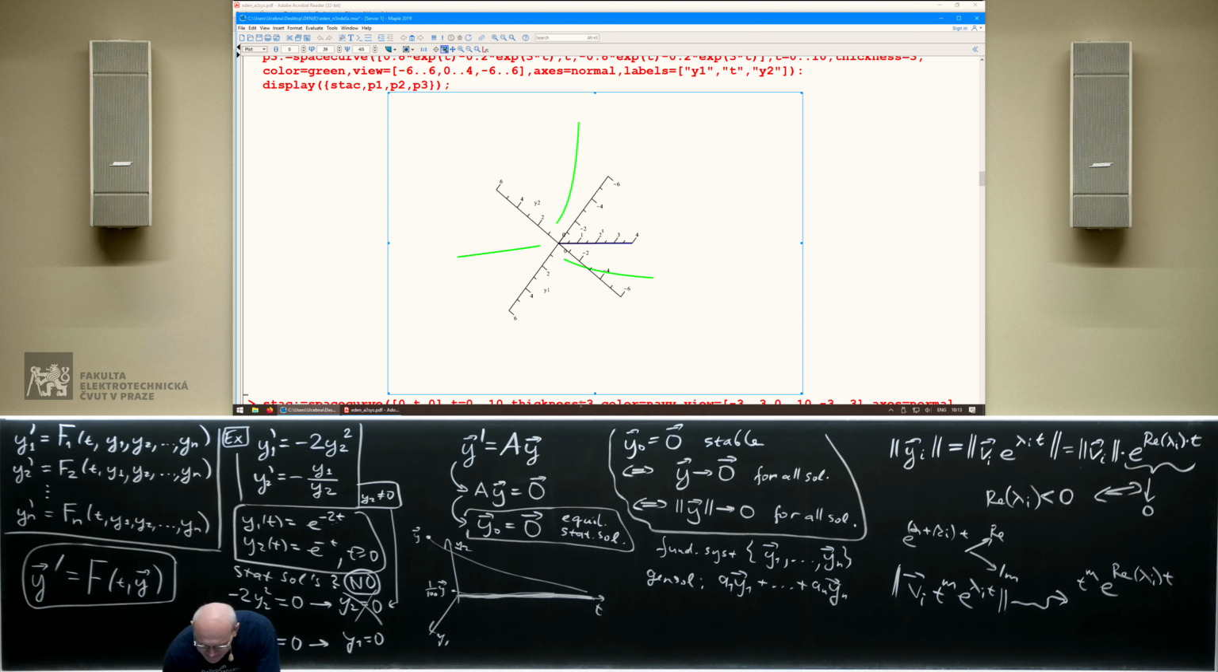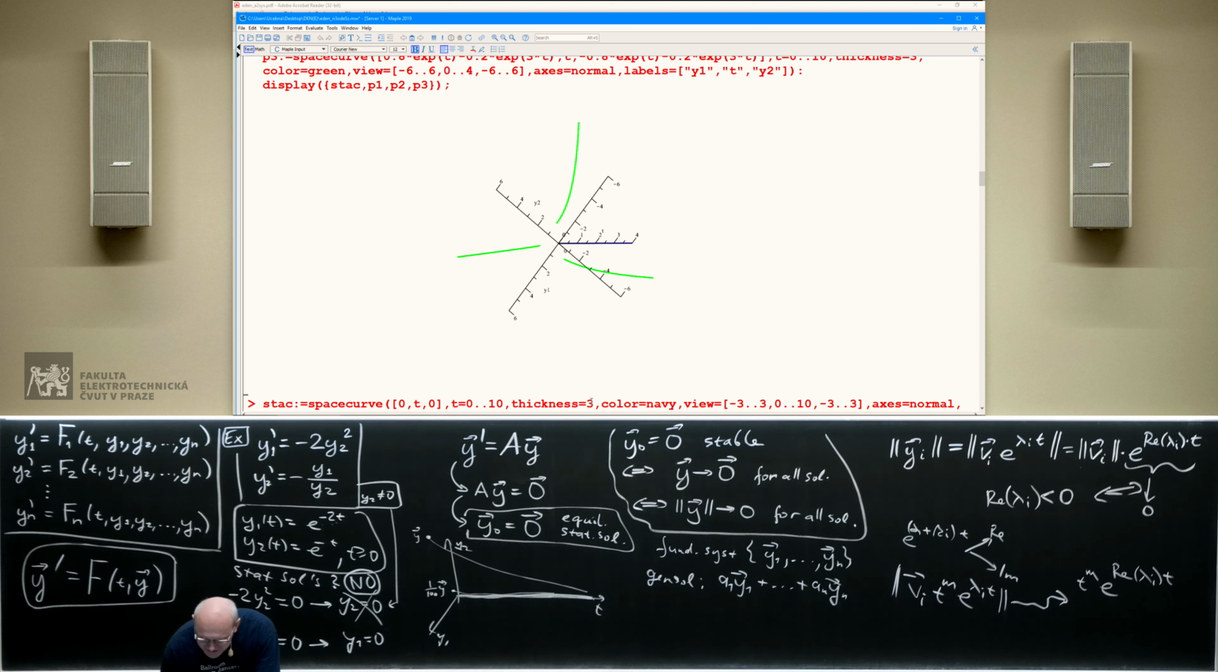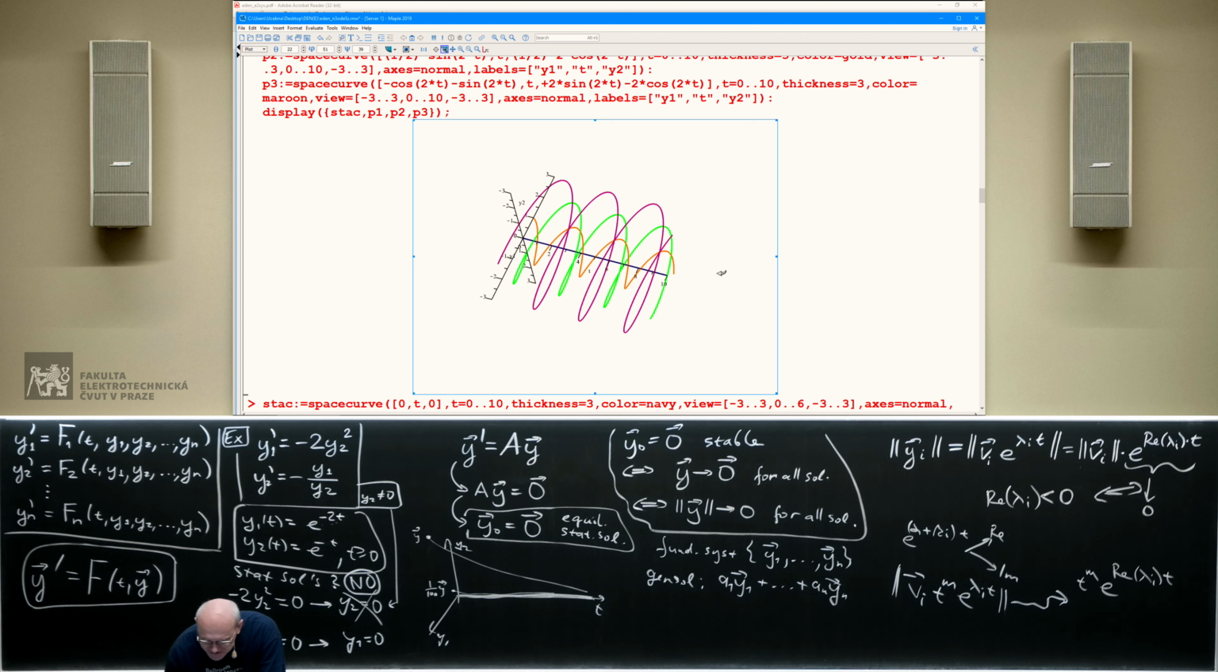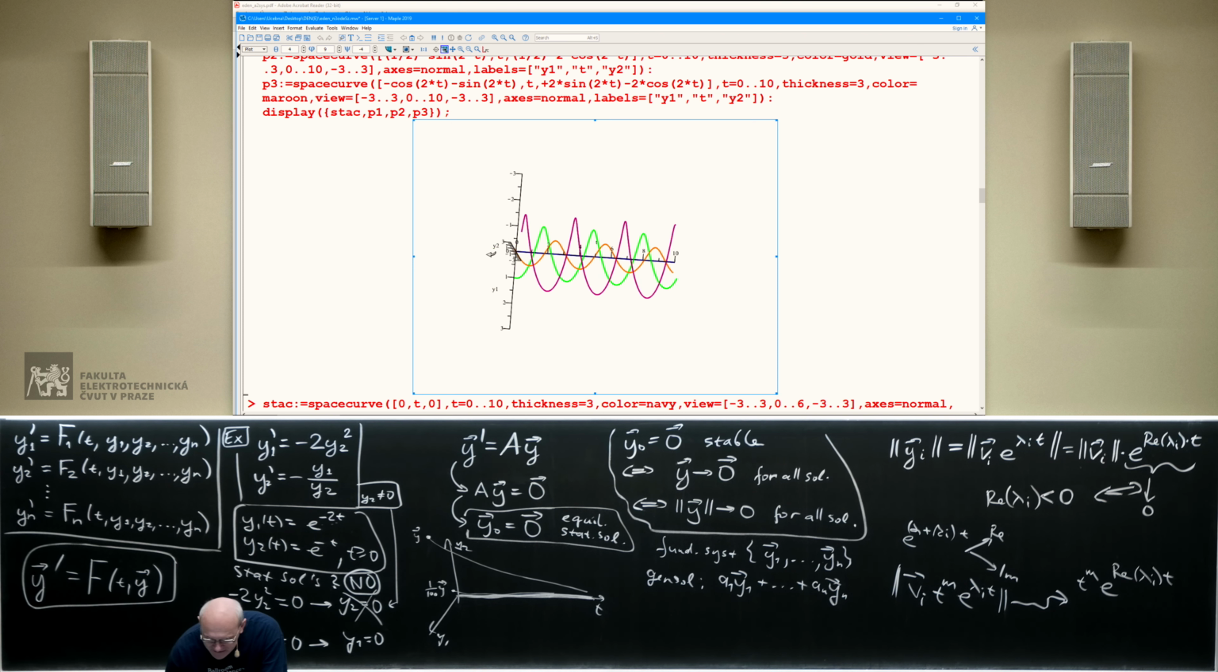OK. The next example that we had was the complex case, when you hit cosines and sines and things like that. And this gets really interesting. So this is the situation when you have complex eigenvalues. The solutions, they look like that. It's very nice, isn't it?